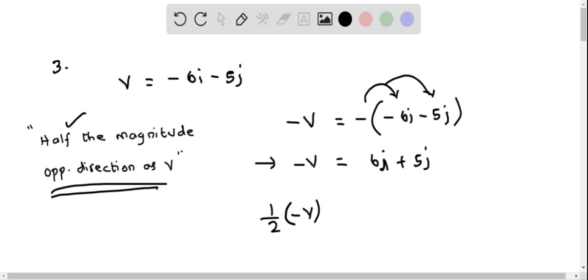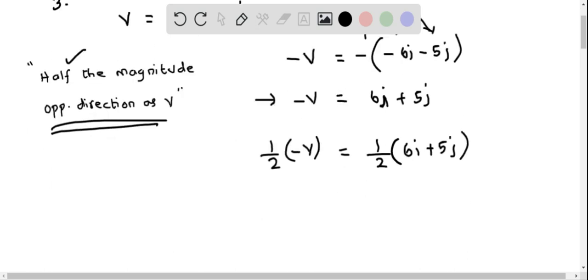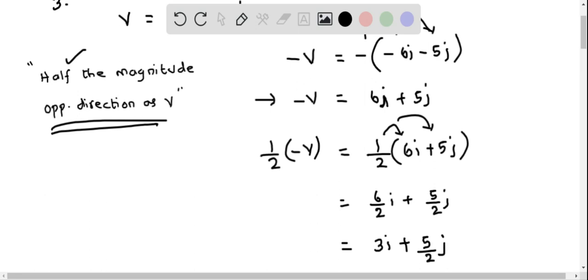So it becomes a half of negative v, and this equals a half of 6i plus 5j. So we can simplify this by distributing the half into the two terms inside the bracket. So this equals 6 by 2 i. When you multiply half with 6, we write this as 6 by 2 i, and plus 5 by 2 times j. So this equals 6 by 2 is 3i, plus 5 by 2. We can just write this as 5 by 2 j. So this is the vector which is half the magnitude and direction opposite to v.